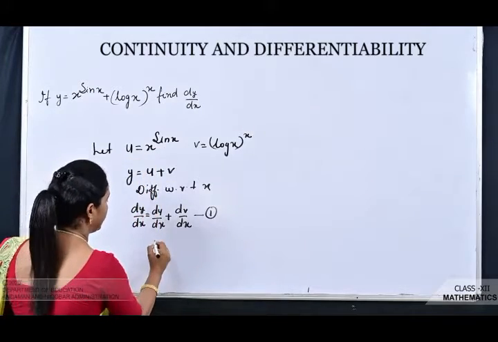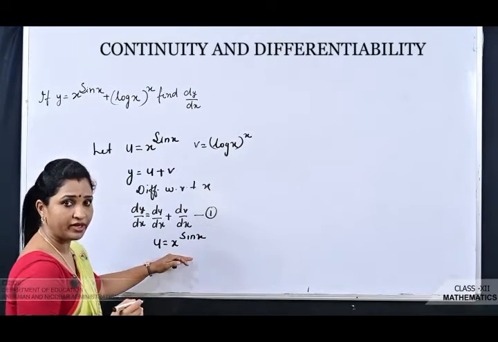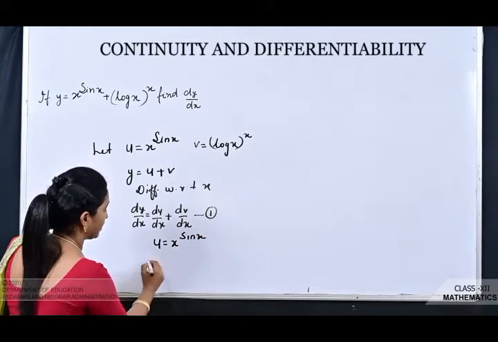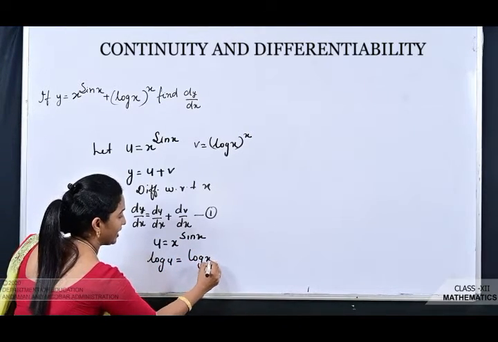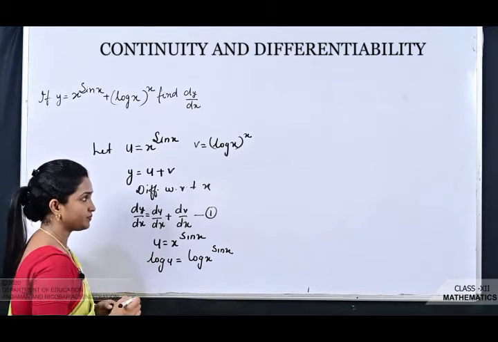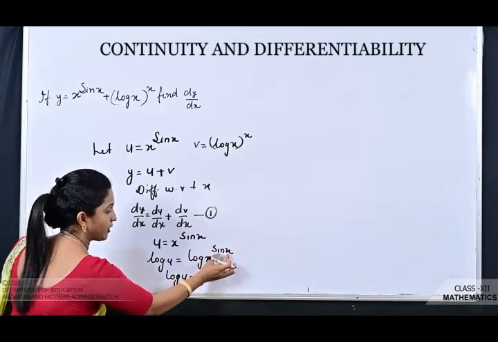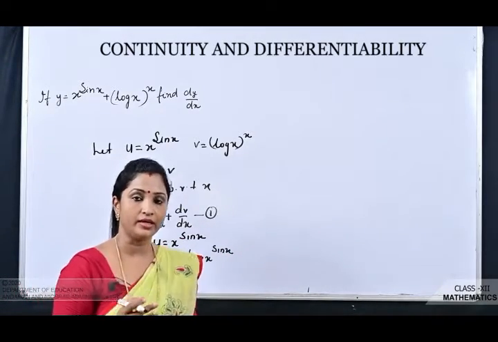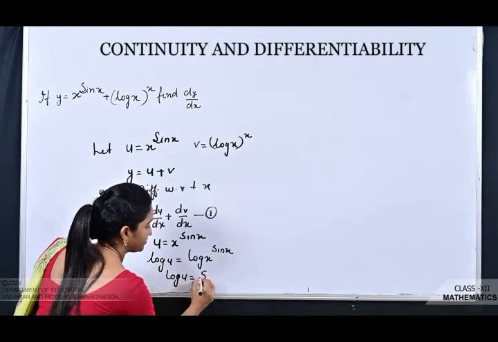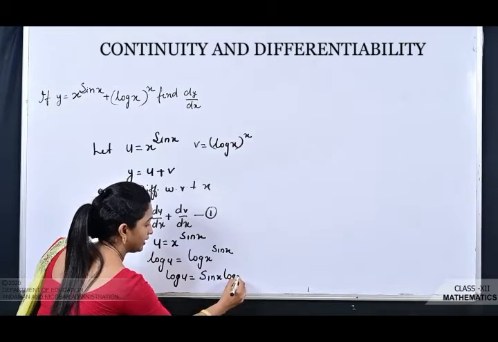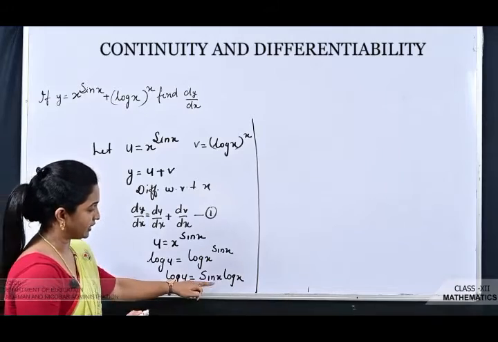Now we will take first u is equal to x to the power sin x. You know how to solve it. In the previous class also I have discussed. Taking log on both sides, you are going to get log u is equal to log x to the power sin x. What is the property? Log x to the power m is m log x. So what you are going to get here? Sin x log x. Clear? Log u is equal to sin x log x.